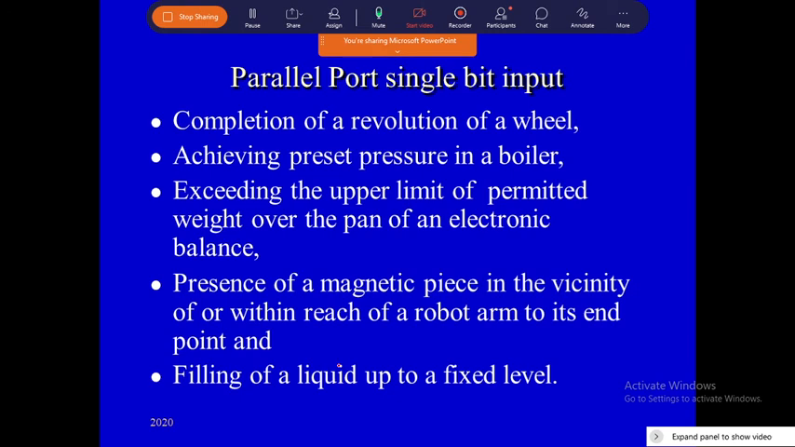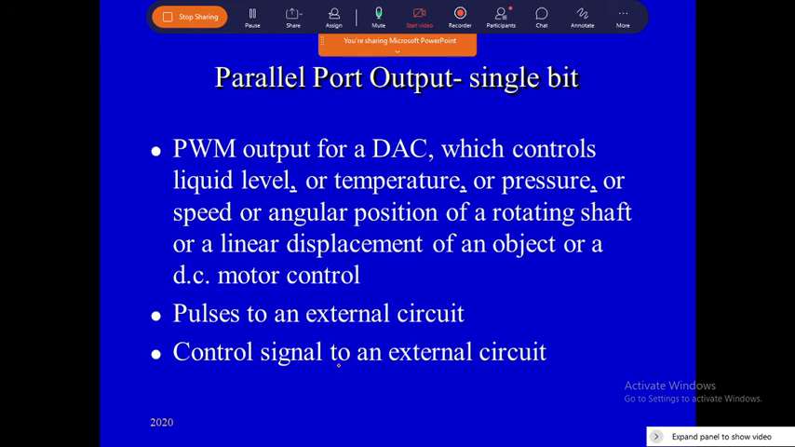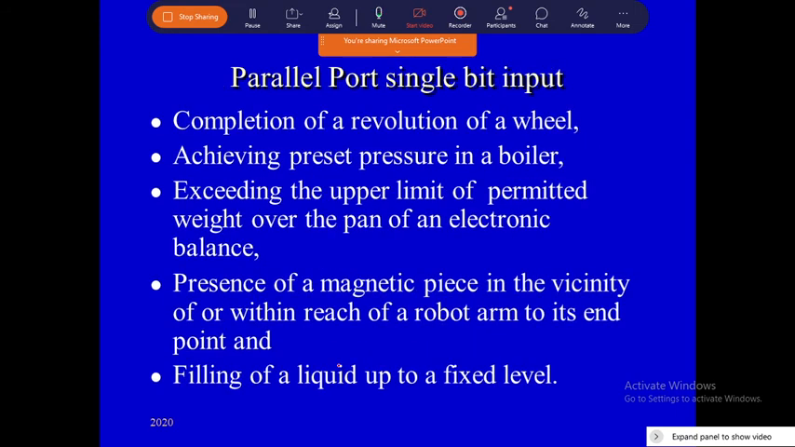See, parallel port single bit input means a single bit will be transmitted. Single bit will be transmitted in this one. How exactly it works, we'll see. First, we'll see the examples. Through that one, we'll explain.